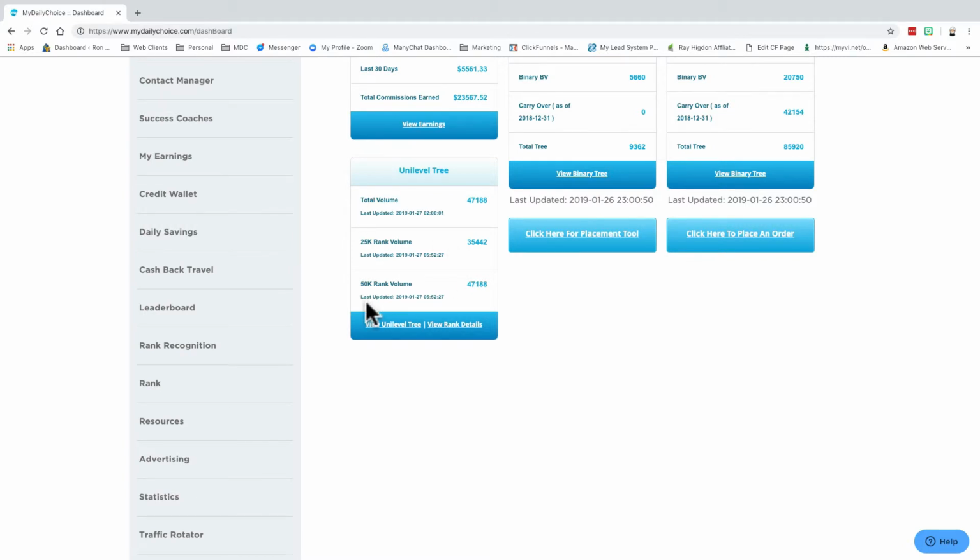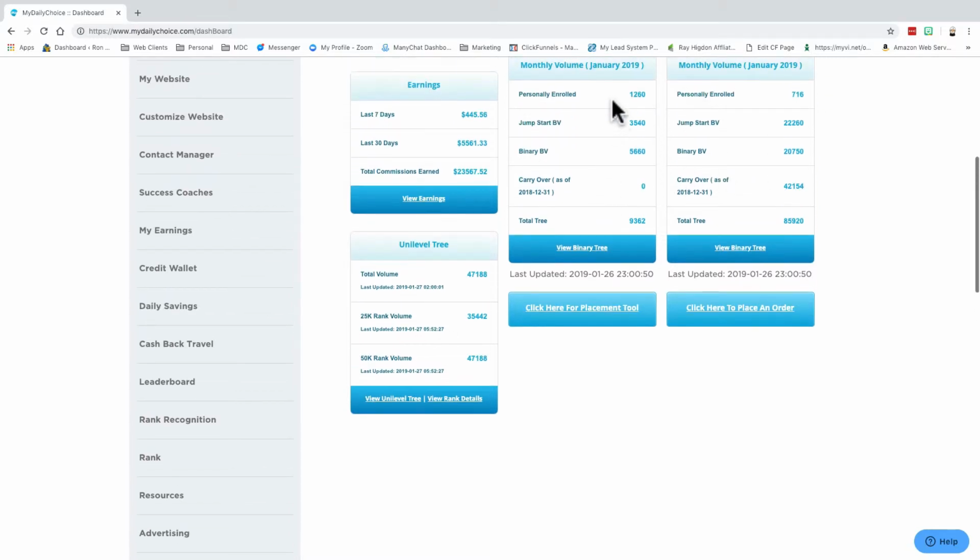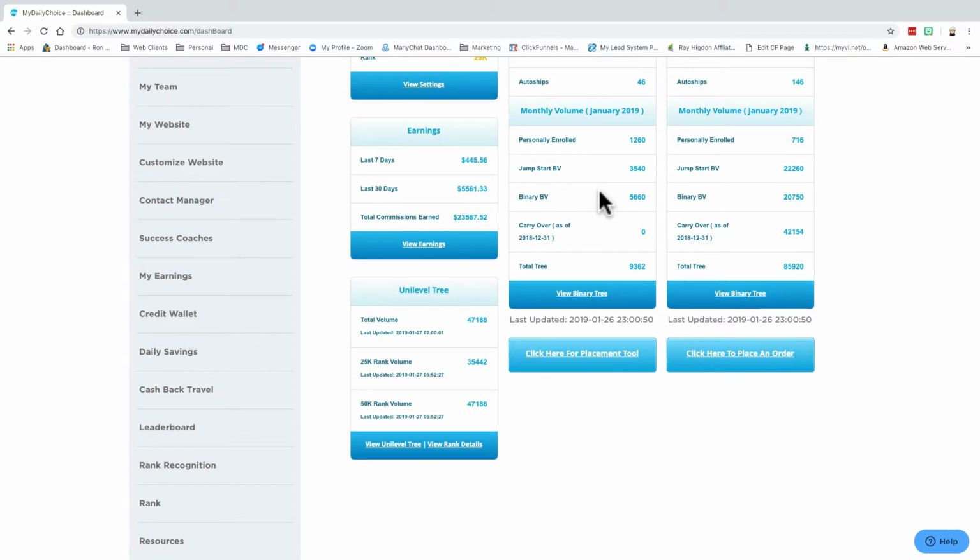So the cool part about this is, the rules are you can't have any more than 50% of the volume coming from any one leg. So if I'm going for 5K affiliate, I can't have any more than 2,500 in volume from any one leg. Well, if it was based on the binary, this leg could only have 2,500, and this is at 5,000, so I could only use 2,500 here and 2,500 here. So I would qualify as a 5K here.